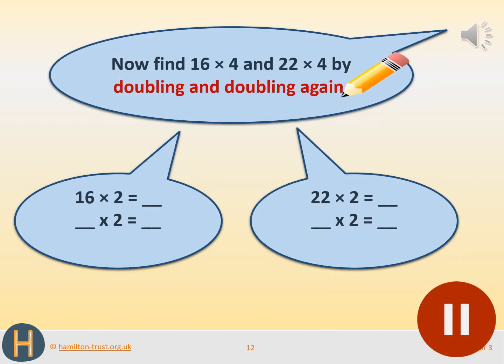Now it's your turn to have a go at these 2 questions. I would like you to find 16 times 4 and 22 times 4, and I would like you to use the mental strategy of doubling and doubling again. Set your answers out like I have modelled below. Pause the video to have a go at these 2 questions. On the next slide I will reveal the answer.